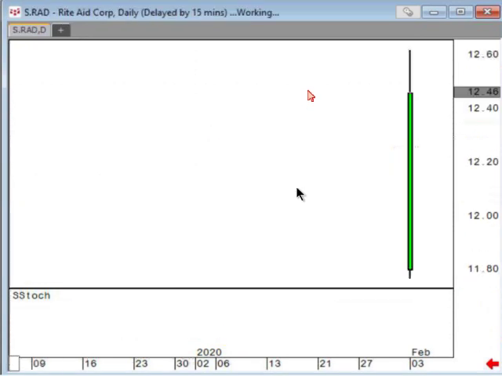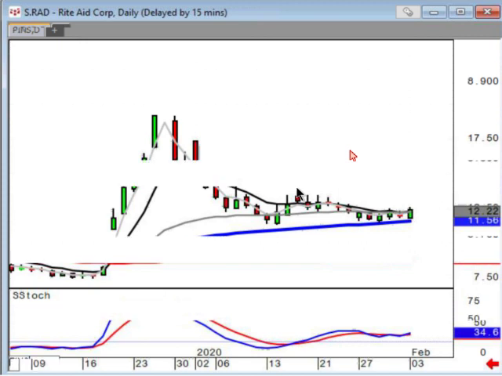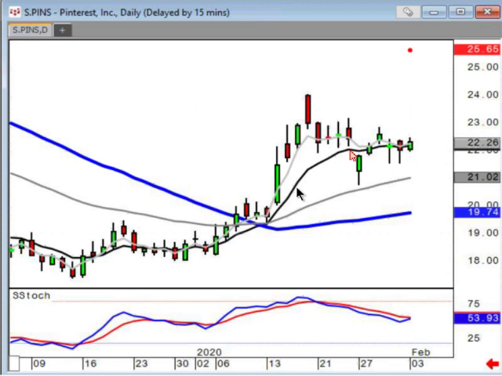Rite Aid, a little bullish left-right combo. You can start buying this one if it opens positive and starts trading positive from here. Pinterest, a bullish Harami. You're kind of at a little resistance, kind of a wedge. You can start buying this one if it breaks out through this little resistance level.